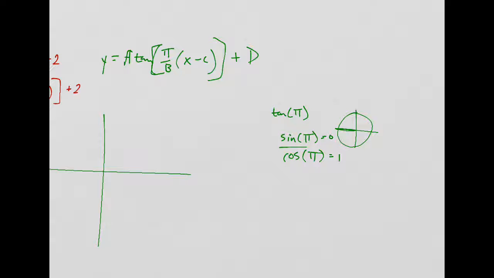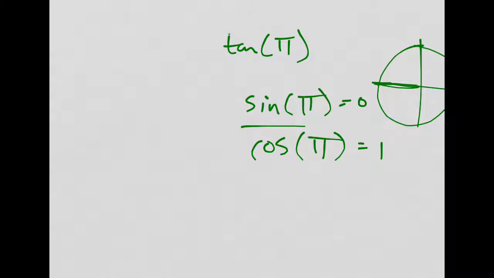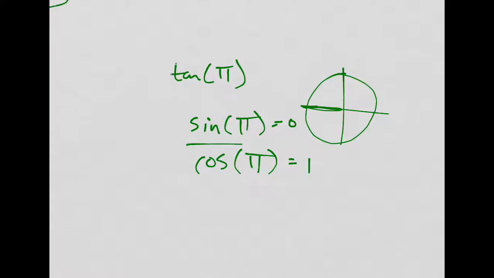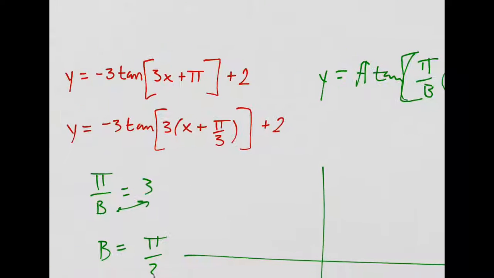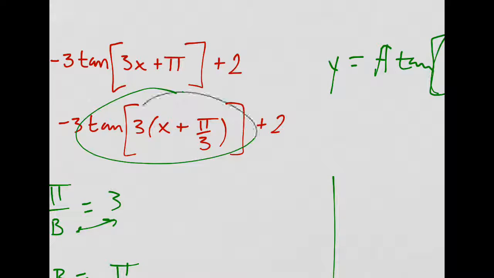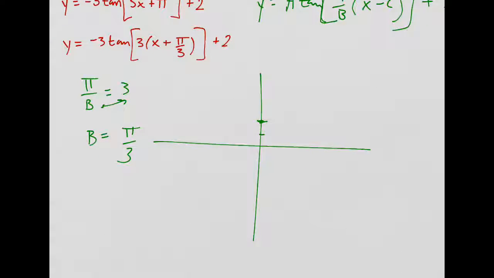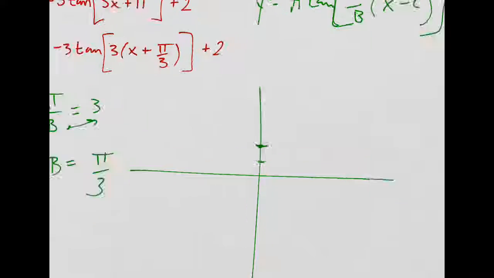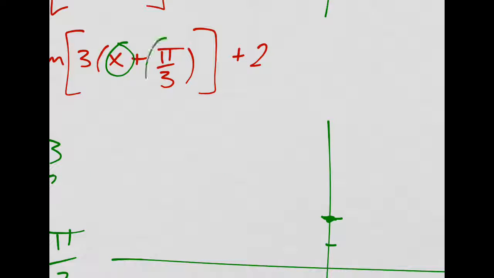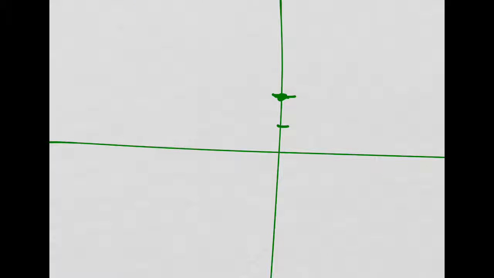That's one of the reasons why I got it wrong. So I plug in 0, and then I get 0 for tangent. But then, this part evaluates to 0, and then I times it by -3, of course, it's still 0, and then plus 2. So this crosses the y-axis at 2. So there we go. That's the first part. And just because I have x plus pi over 3, I'm going to plug in negative pi over 3.